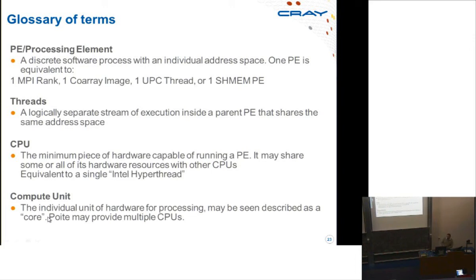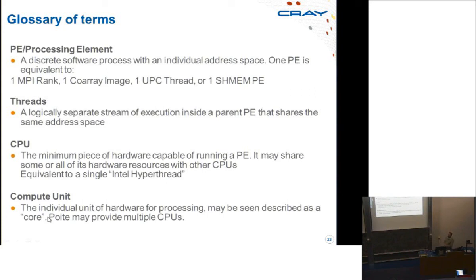The reason we use PE is because we're not always talking about MPI applications. So PEs might have different threads of execution in them. Threads are logically separate streams of execution that can be assigned to different pieces of hardware, but may share the same address space. So a PE has threads, and a thread will belong to a PE.